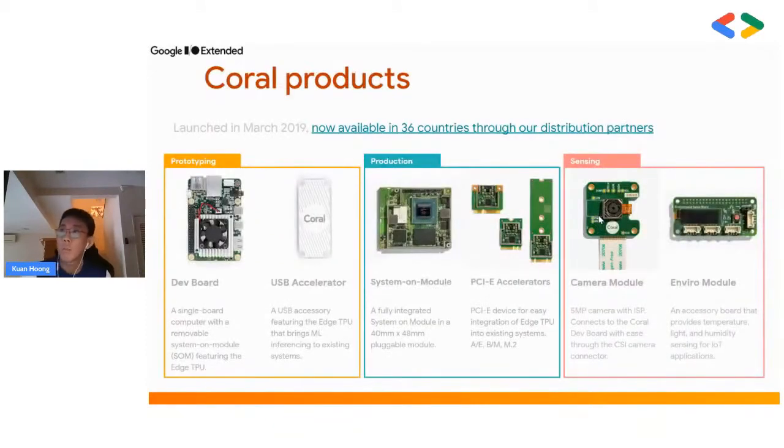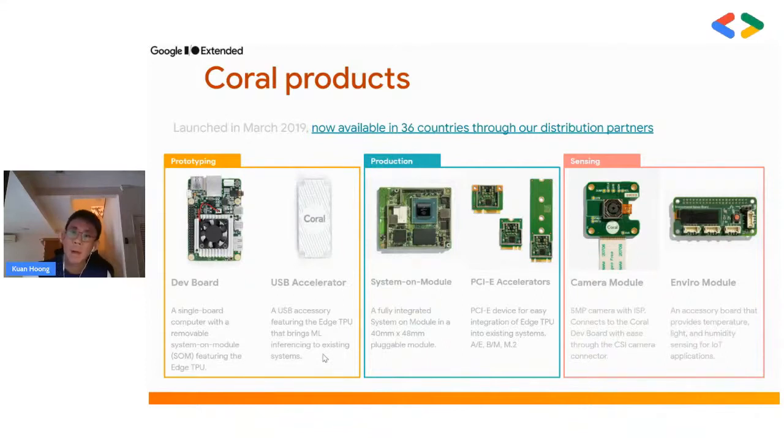Okay, so the Coral product was launched 2 years ago in March 2019. Now it's available in over 36 countries through various distribution partners. You can deploy these models on this HDPU, which is the Coral Dev Board, basically a mini computer with an ARM CPU chip that runs on the Linux operating system. You can also use the Coral USB accelerator, a USB accelerator you can plug into your machine, okay? This accessory allows you to run the HDPU and bring your machine learning inferencing faster to an existing system, okay?